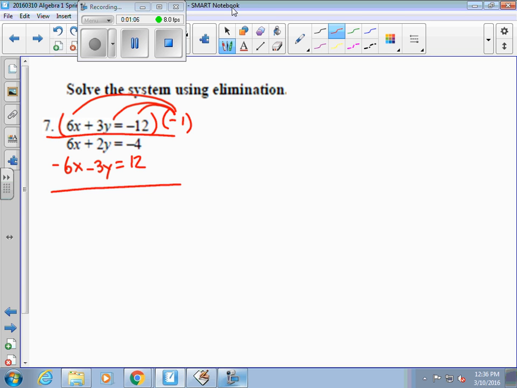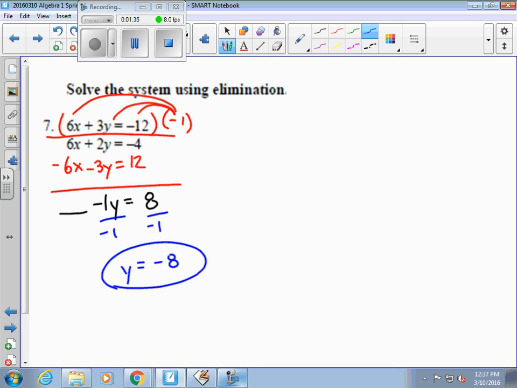Now you have two equations that are still stacked with opposite coefficients for x. 6x and -6x will eliminate when you combine them and give you nothing. 2y and -3y is going to give you -1y, and -4 and positive 12 together is going to give you a positive 8. In order to get y by itself, we divide by -1, and y's value will be -8. So we have y's value. Again, that's not the solution. Remember, a solution is an ordered pair. In order to find a solution, you need to find what x's value is.